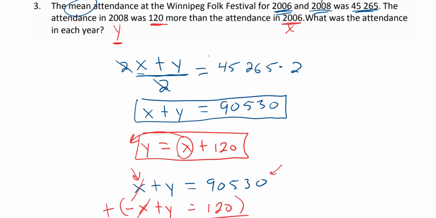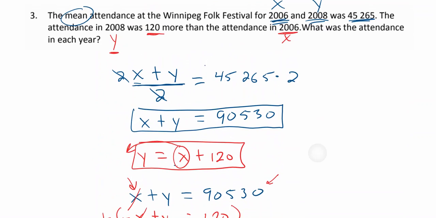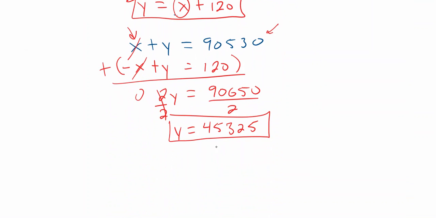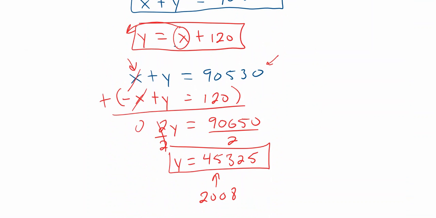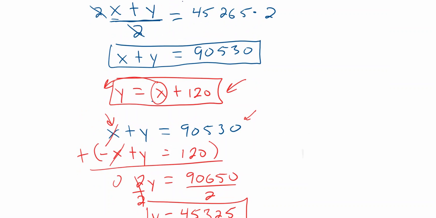And the question was asking what was the attendance in each year. So remember, we said Y was 2008, right? So that would be the attendance in 2008. And now if we want to find X, well, then we really just have to rearrange one of these equations to solve for X, right? Why don't I start with this one? The numbers are kind of nicer.